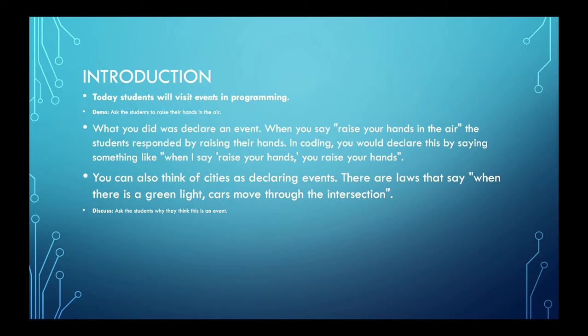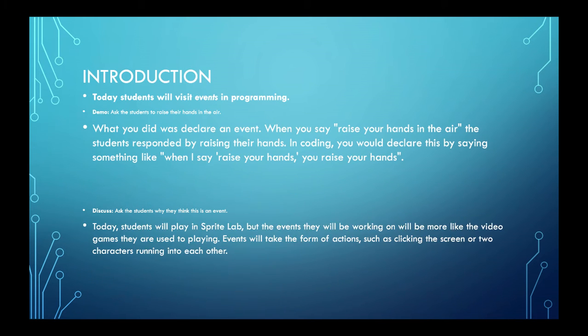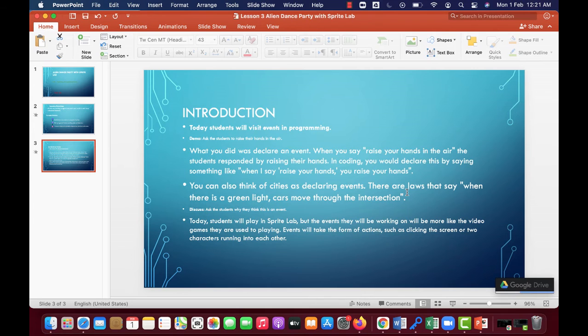You can also think of cities as declaring events. There are laws that say when there is a green light, cars move through the intersection. It means today we're going to use events in our coding. When I touch the screen, play the video. This is an event, right? Exactly, guys. Now let's go to the practice part.